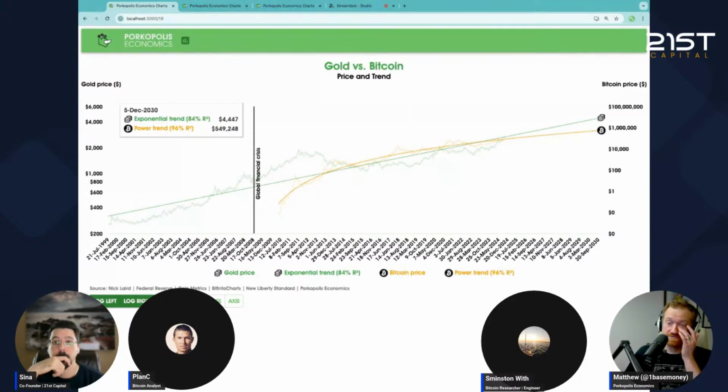Different chart. No, that's a different chart. That's on the market cap. I can try to find that for you. Actually. Oh, it's okay. No, it's fine.